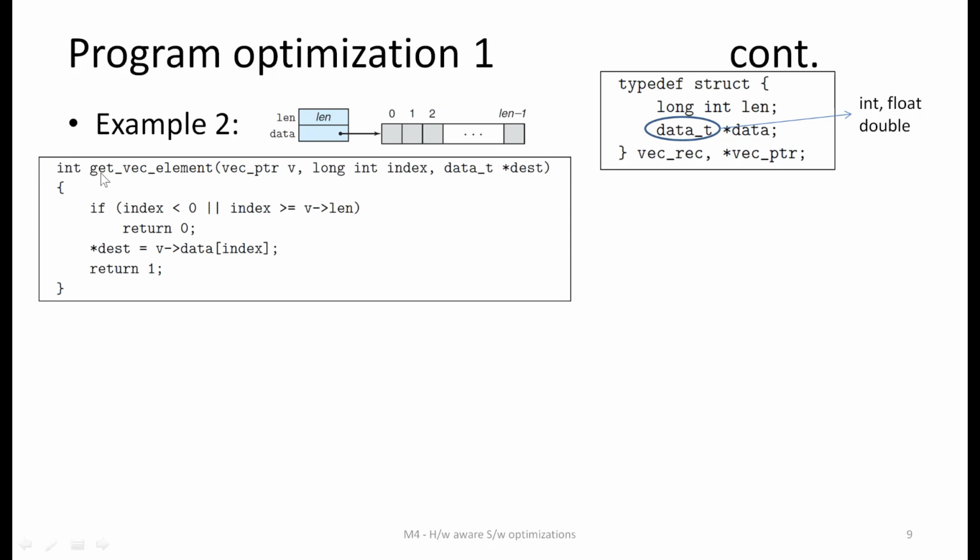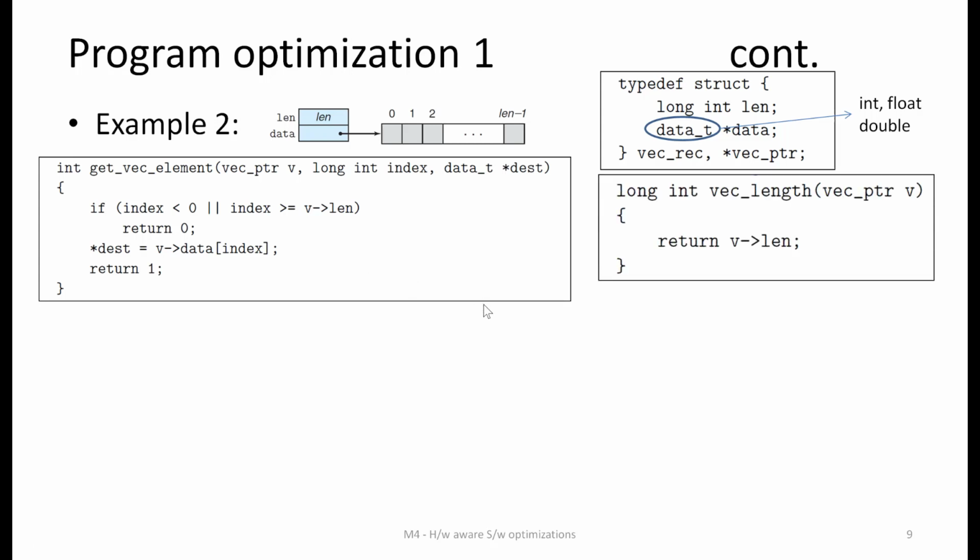The first one is get vector element. It expects the arguments: the actual pointer to the vector, the index of the element it's looking for, and the dest variable to which this indexed element should be assigned. So the very first thing that we would do is to check the boundary conditions. If the index is out of bounds, then we would return a 0. Otherwise, we return the element.